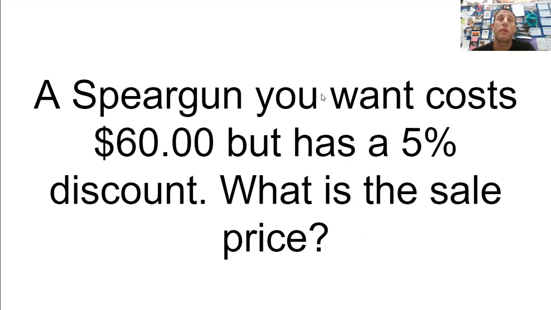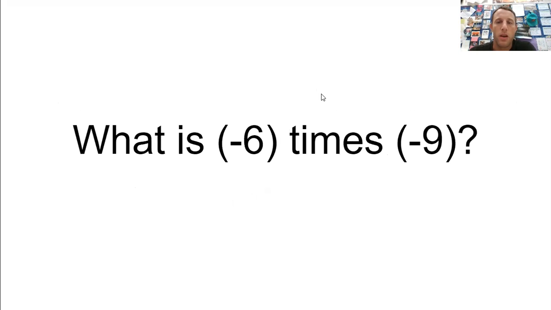Here is a discount problem. So you need to know the 4 steps that we need to do in order to solve a percentage problem and a markdown. So this is a discount. So a spear gun you want costs $60 but has a 5% discount. What is the sale price? So that means we're going to convert 5% to a decimal, multiply by the original price, then we're going to subtract the original price minus the total discount, and then we're going to solve. Does it make sense? Write it in a complete sentence and think, is this the right way we're going, either addition or subtraction?